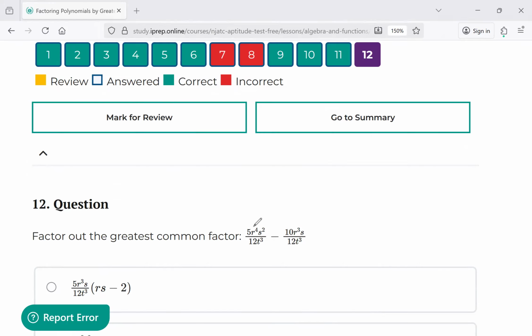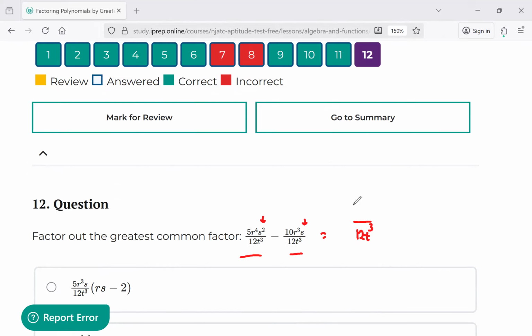We have 5r to the fourth s squared over 12t cubed minus 10r cubed s over 12t cubed. So there's two terms. This is the first, this is the second. Look at the bottom. Notice how they're both the same, 12t cubed, 12t cubed. So that means we could take out a 12t cubed. What about the top? We have a 5r to the fourth s squared and a 10r cubed s. So let's start with the s's. We have an s squared and an s.